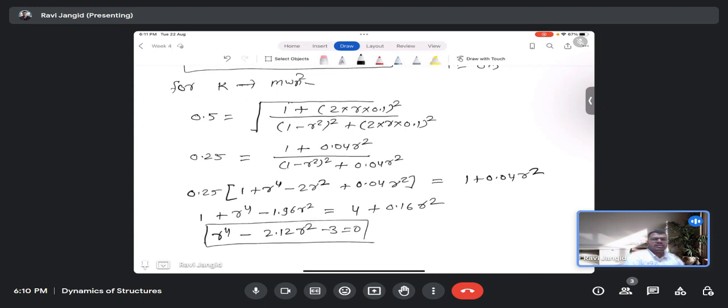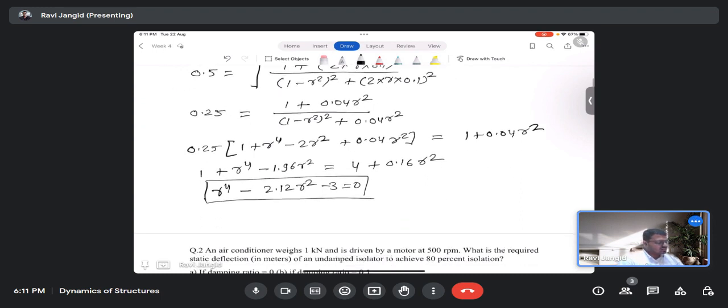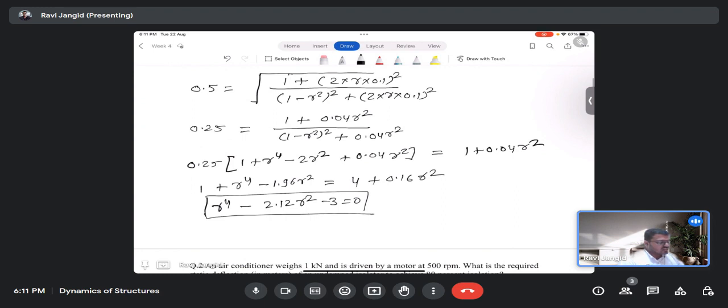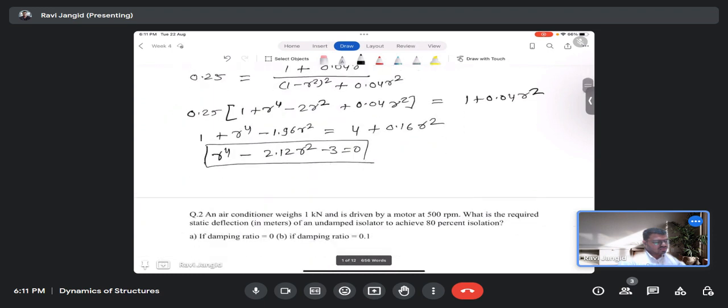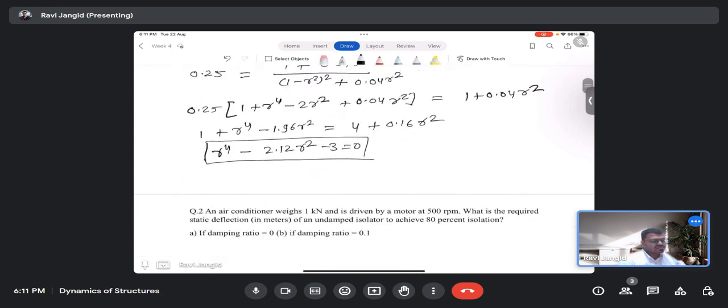So can you try to solve this equation? If you are able to find out r from this equation, then we can simply find out omega by omega n. So this is a fourth order polynomial. You can try this by considering r square as a variable.